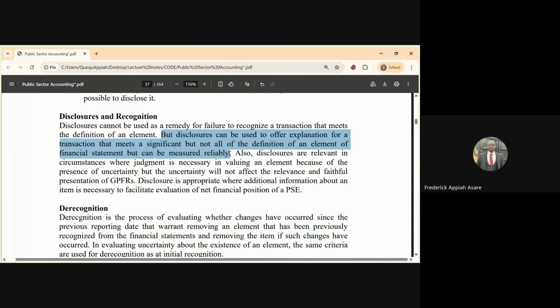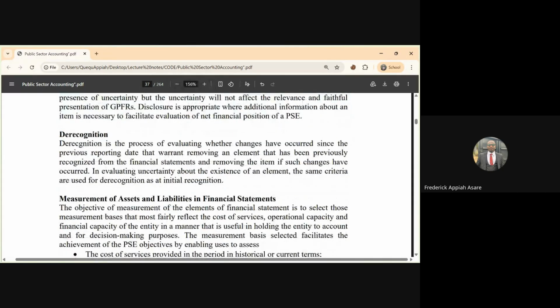So sometimes there are some items that you cannot measure reliably. For those items, though, they can fall within the elements of the financial statement, but you can't measure them reliably. Then that calls for disclosure. So you can just disclose them.